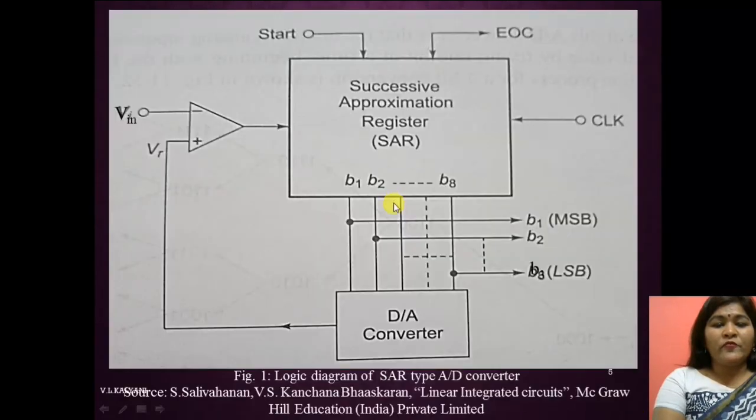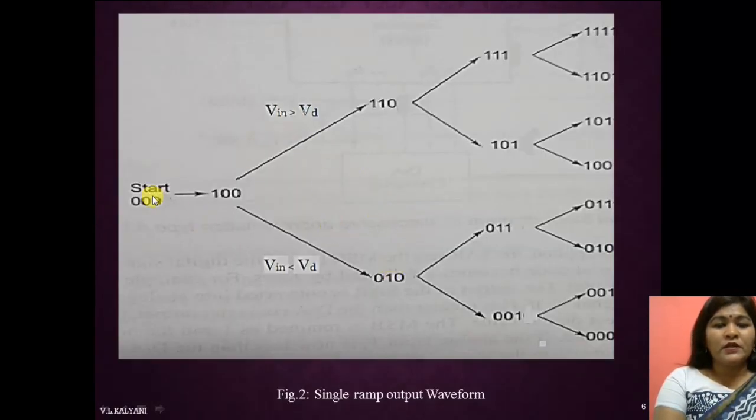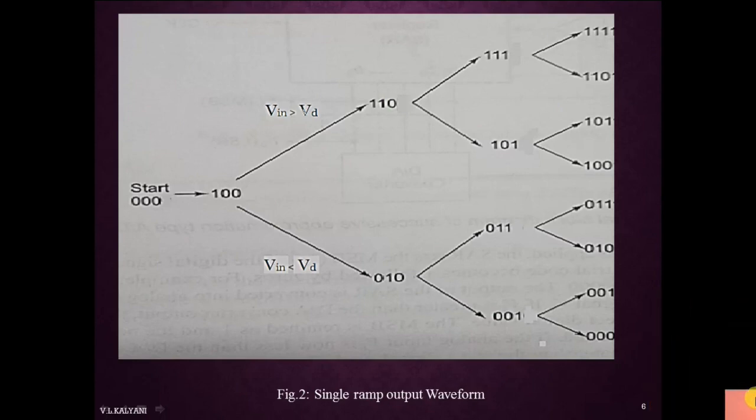So this is the basic operation, and now we will see here this is the start bit. This is B1, B2, B3 and these are 0, 0, 0. Initially when the start command is applied, this is set as 100, so the trial code will be 100. Now there are two conditions: when Vin is greater than VD and when Vin is less than VD. If Vin is greater than VD, then the MSB is written as 1 and the next bit is 0. So this is the first step.